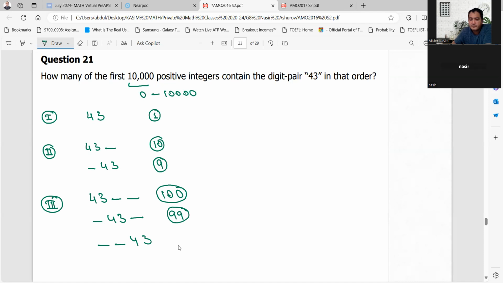No, actually, why did we do 99? Is it 99? It's 90 right here. Oh yeah, it is 9 choices for the first digit and 10 choices, so 90. And how about the last one, Nasir? 89. Very good, because 43 is already used, right? So then what is the total number of such numbers?